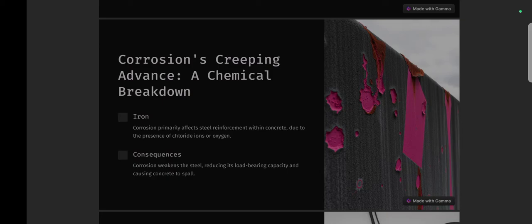There are some consequences of iron corrosion in concrete, like structural weakening, durability issues, aesthetic degradation, increased maintenance cost, reduced service life of concrete structures, risk of structural instability and safety hazards, and so on.